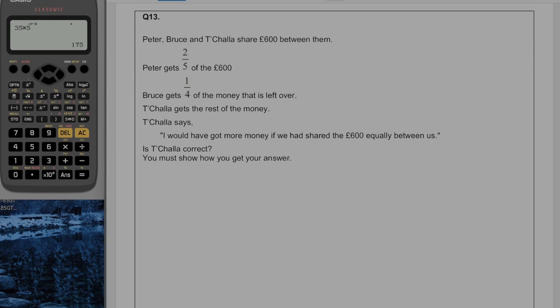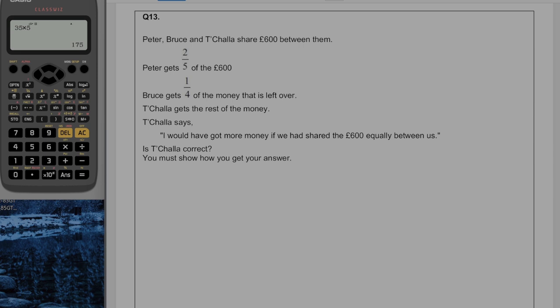Question 13. Peter, Bruce and T'Challa share £600 between them. Peter gets 2/5 of the 600. Bruce gets 1/4 of the money that is left over. T'Challa gets the rest of the money. T'Challa says, I would have got more money if we'd have shared the £600 equally between us. Is T'Challa right? You must show how you got your answer.